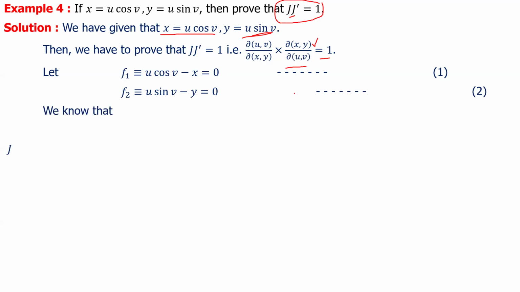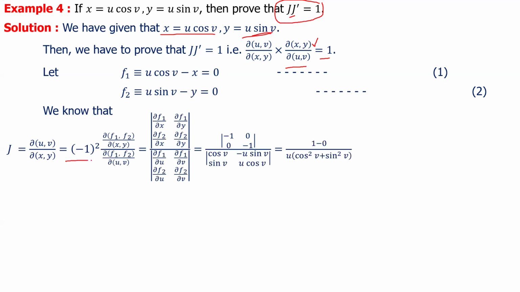Now we know that Jacobian of uv with respect to xy is equal to minus 1 to the power 2, into Jacobian of f1 f2 with respect to xy, whole divided by Jacobian of f1 f2 with respect to uv. Minus 1 to the power 2 is plus, so the negative sign is removed and this is a positive value. And Jacobian of f1 f2 with respect to xy is the determinant of del f1 del x, del f1 del y, del f2 del x, del f2 del y.